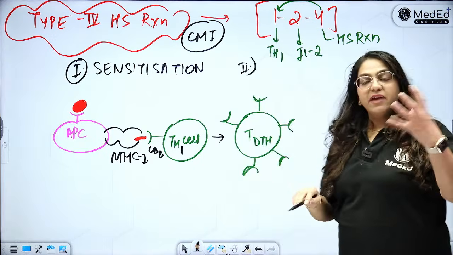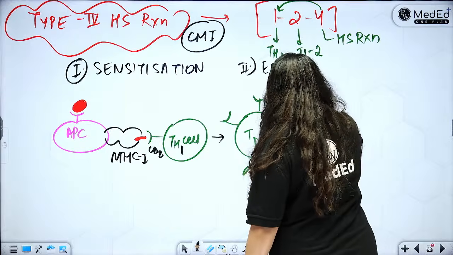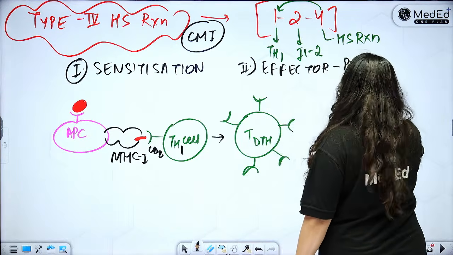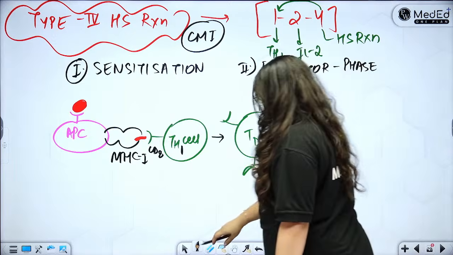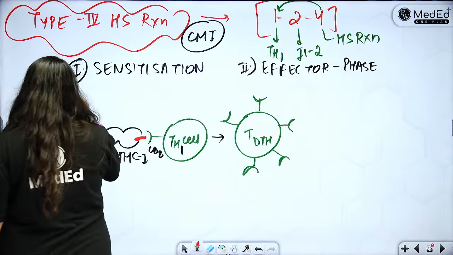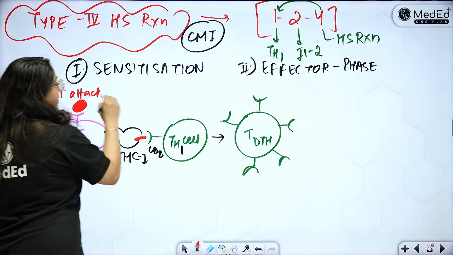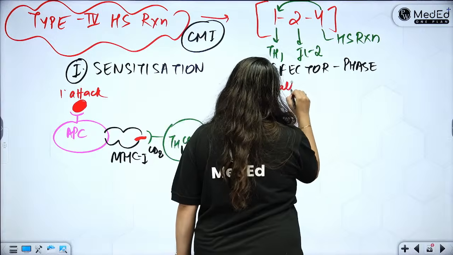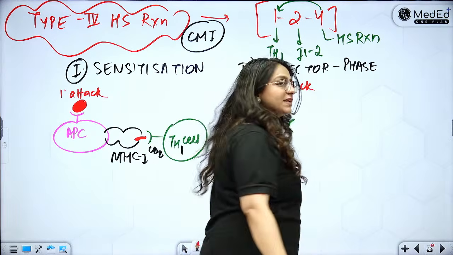The second step is the effector phase. Effector phase means now the effect is going to come. When does the effector phase start? It starts on secondary attack. So what was this? This was the primary attack. The first time the antigen had come. Now there is a secondary attack. An example is tuberculosis.